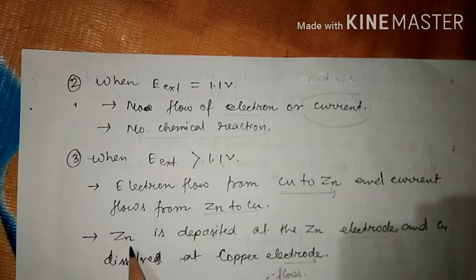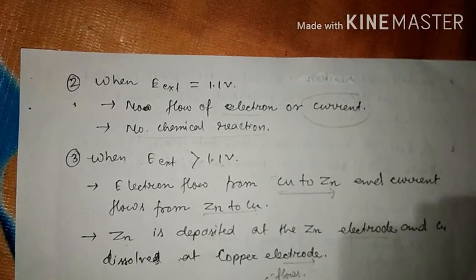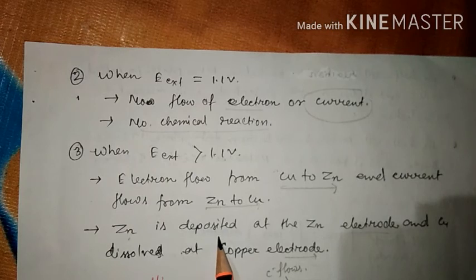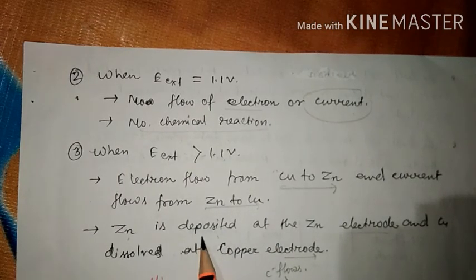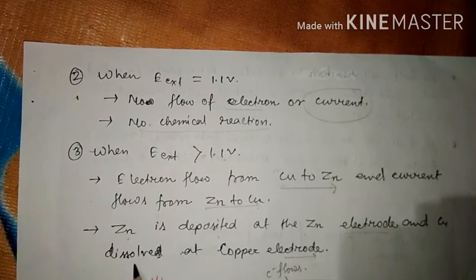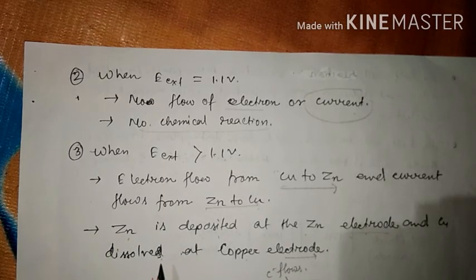Okay, then zinc dissolves. Okay, this one maybe, wait, let me see. Yes, it is correct. Zinc is deposited, not dissolved, the first one. Zinc is deposited at the zinc electrode, that means anode, and copper dissolves at the copper electrode, that means cathode. Okay, this is about the Daniell cell.